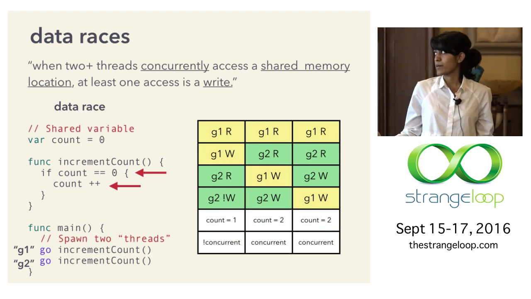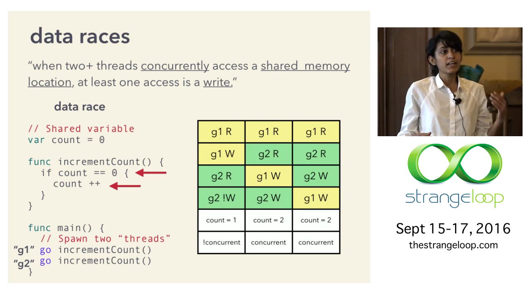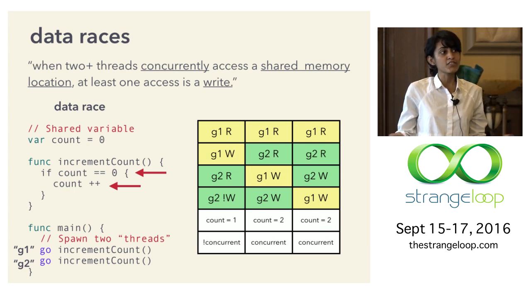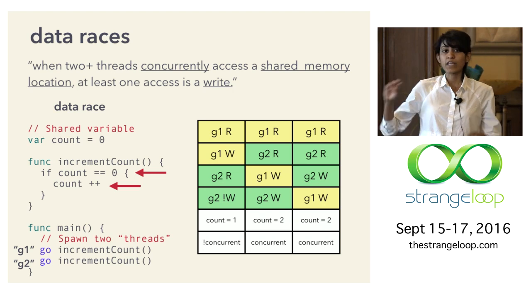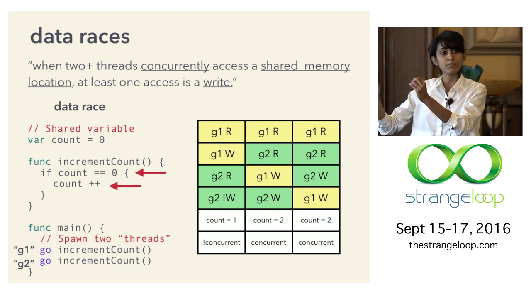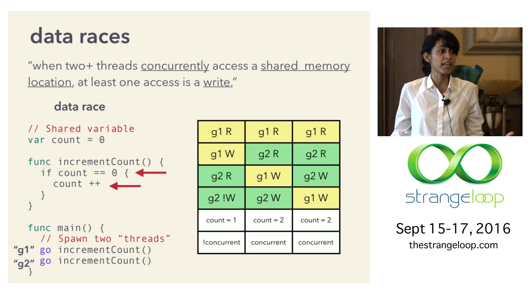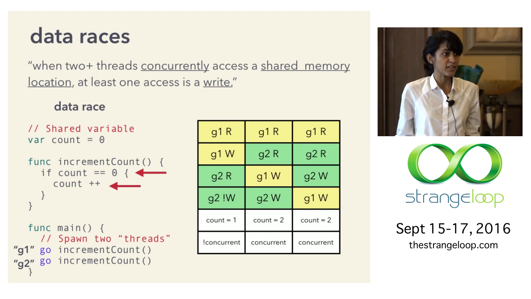In this case, for example, if G1's write happens before G2's read, we're good, right? We get the expected answer, which is 1 as the value of count at the end of the program. However, if they race to read and write the count variable, so they both read count at the same time, and then one write happens before the other write, we get the wrong answer, we get 2. And in this case, the accesses are concurrent, and this is a data race.